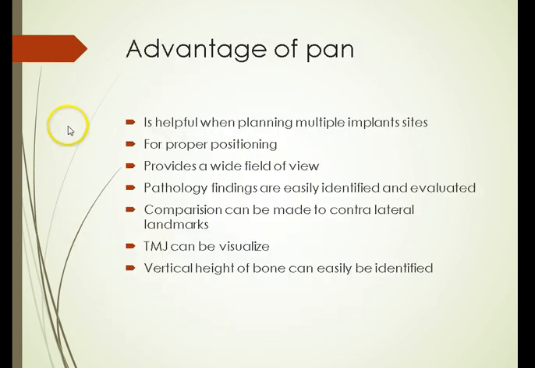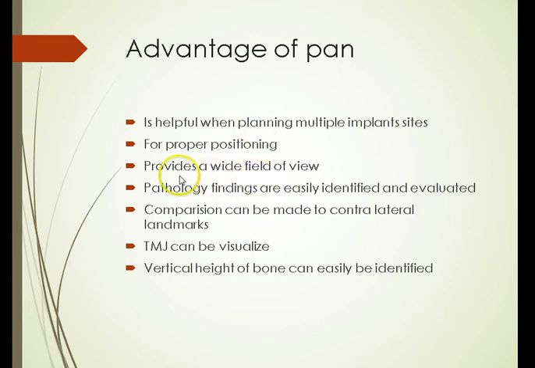So we already talked a little bit about one of the main disadvantages of PA and PAN because of their 2D nature. What are the advantages of PAN? Well, it's helpful when planning multiple implant sites because you have a complete view in a single shot and you have a big nice picture. It's also sometimes good for proper positioning. Like I said, right around the canine, it becomes really tricky because, again, that's the curvature part of your mandible, which is not going to be tomographically flat on the pan.